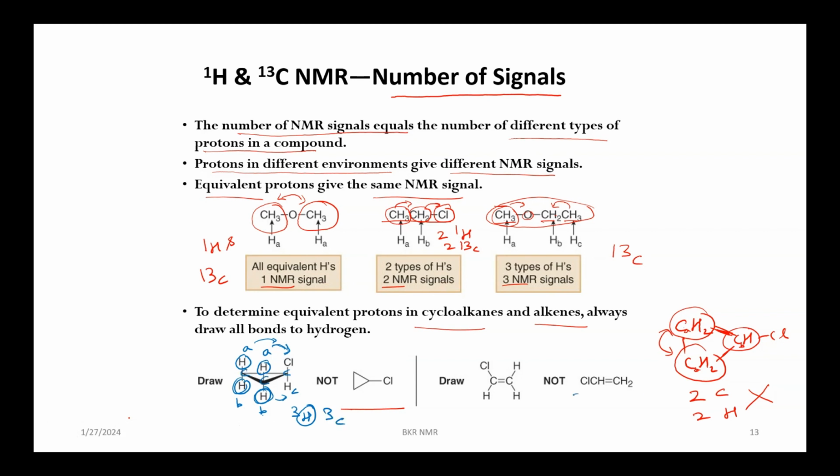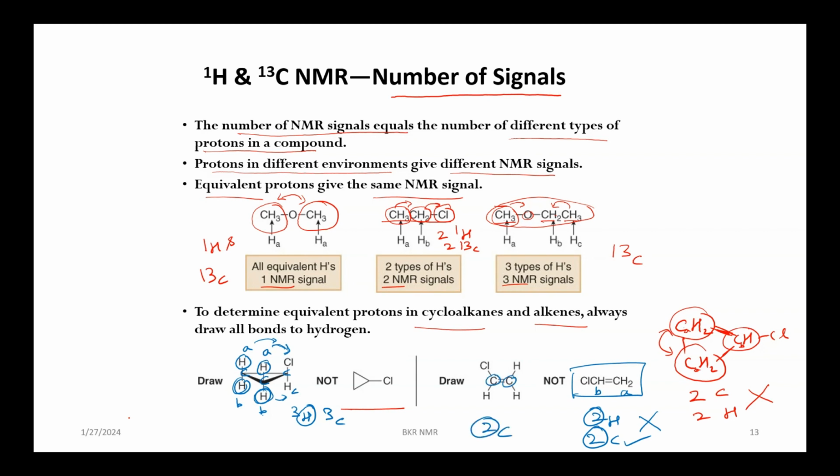Let us consider the alkene. If I look into this molecule like this, I'll say this is A, this is B. So I have two proton signals and two carbon signals. But again, you will end up with the wrong answer. The carbon will be right. So I have one carbon, two carbon. So I have two carbon signals.